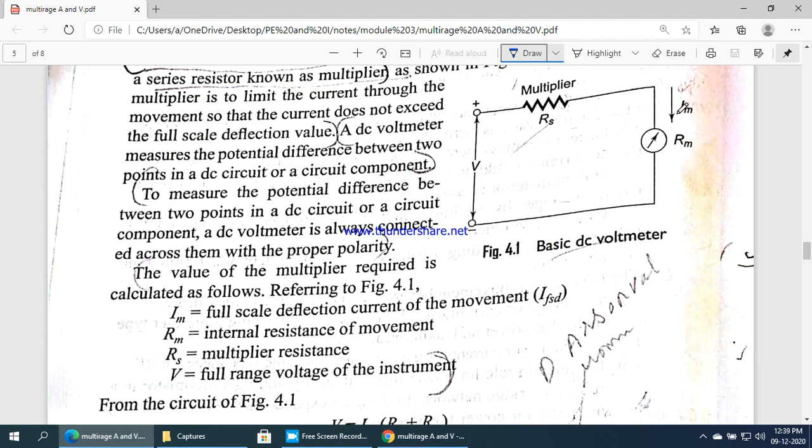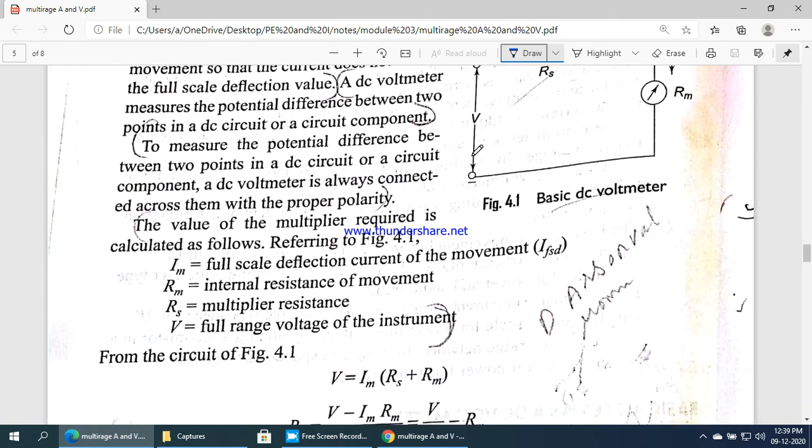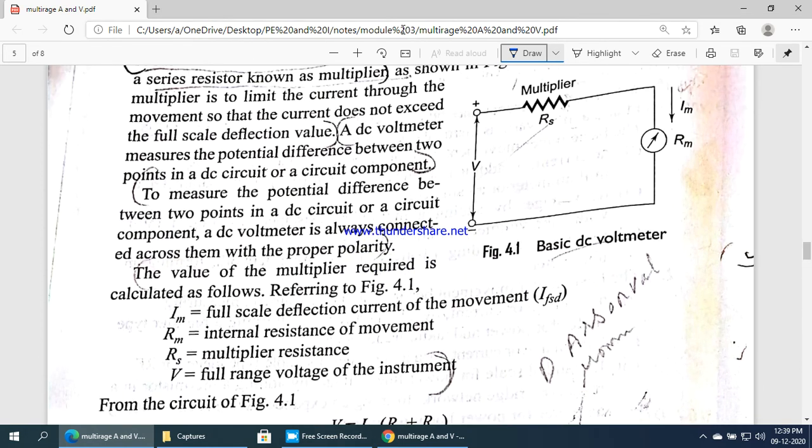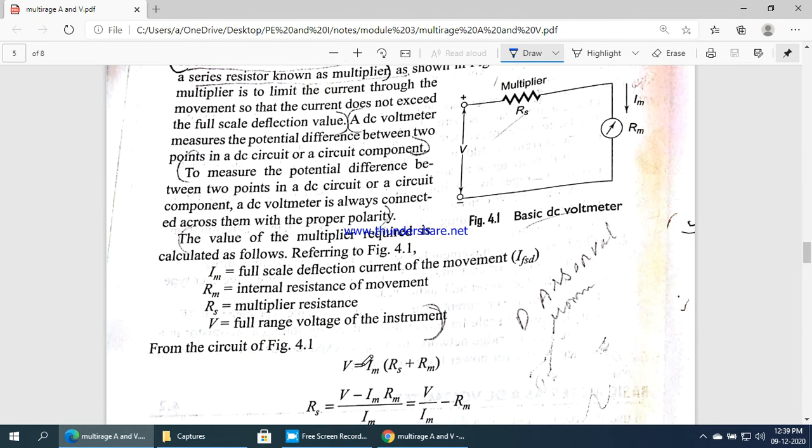Usually in problems they will mention it as Im only. Rm is the internal resistance of the D'Arsonval movement, Rs is the series multiplier resistance, and V is the full range voltage of the instrument. So V can be written as what? If we apply KVL for this circuit, V equals IR from Ohm's law. The resistances Rs and Rm are both in series, so we need to add Rs plus Rm.